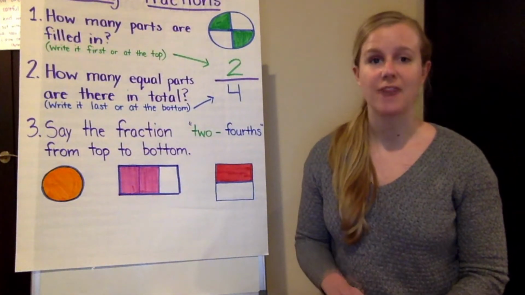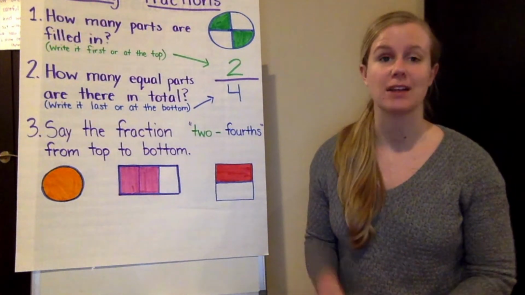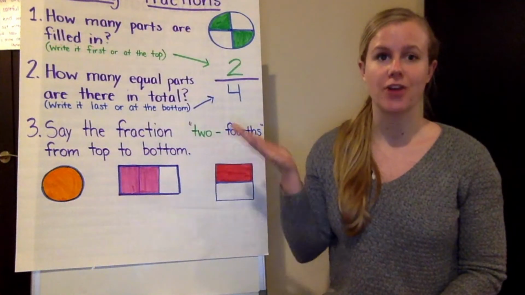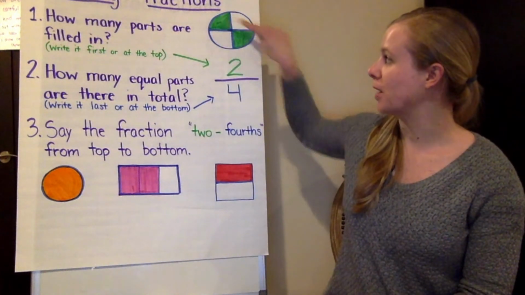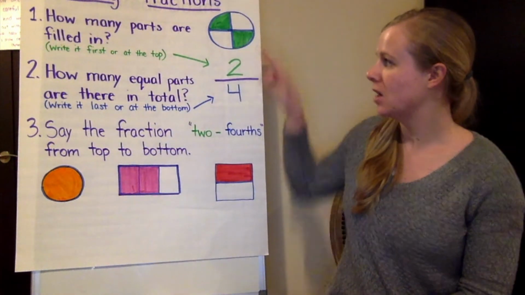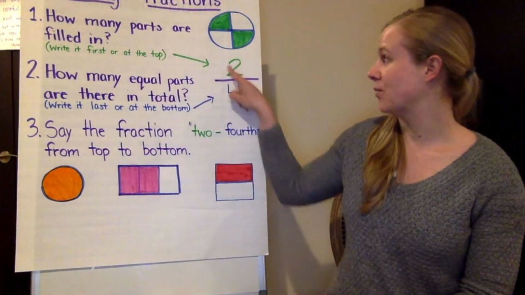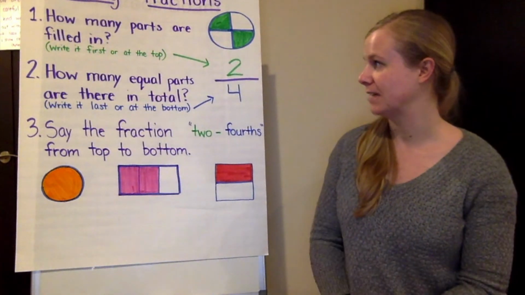When we're writing fractions or finding a fraction to match a picture we see, we can follow 3 easy steps. Step 1, how many parts are filled in? Here in my picture, I see 2 parts filled in green. We write it first or at the top. So I wrote 2 for my 2 parts that are filled in.